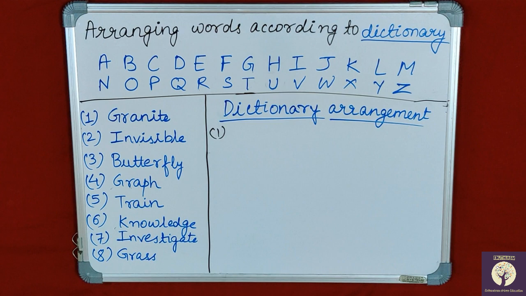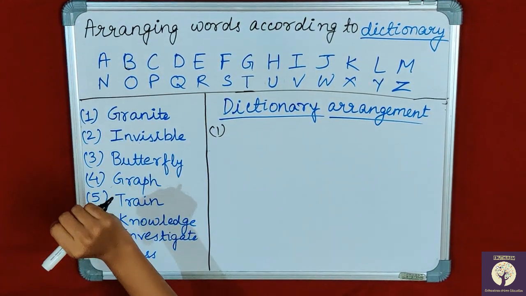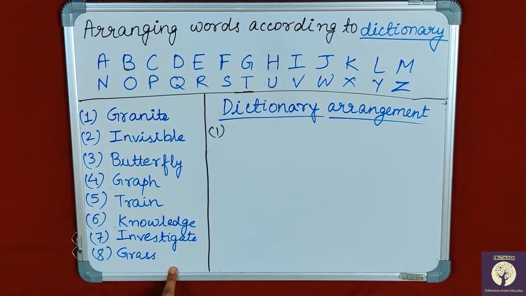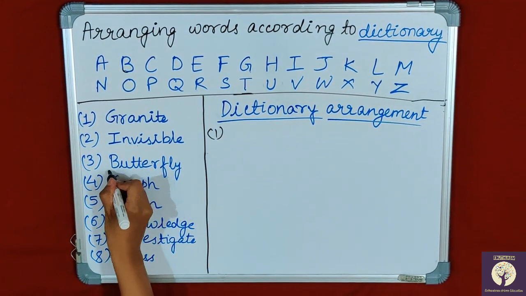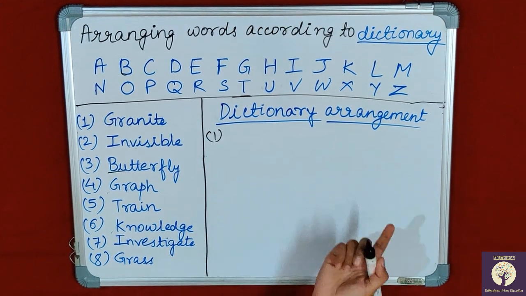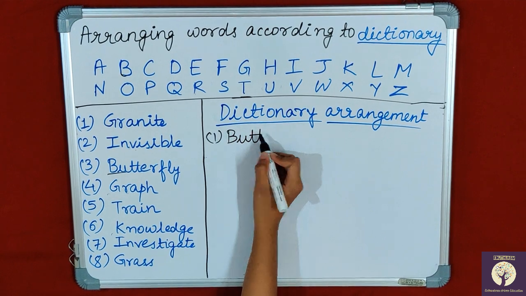After that, we will see the first letter of the English alphabet. If we have the word starting with A. Do we have any word starting with A? No. Starting with B? Yes. We have a word starting with B, which is butterfly. So we got our first word for the dictionary arrangement, which is butterfly.